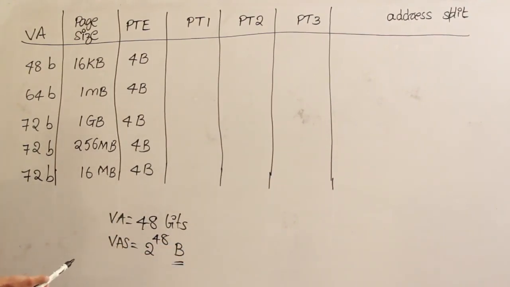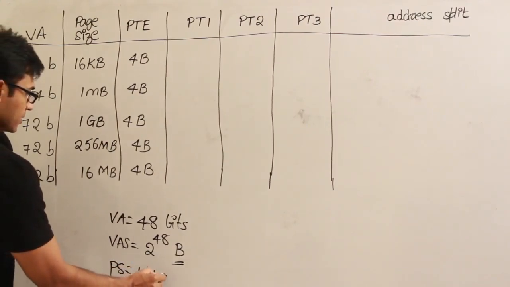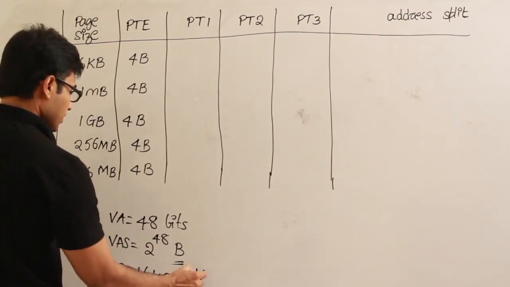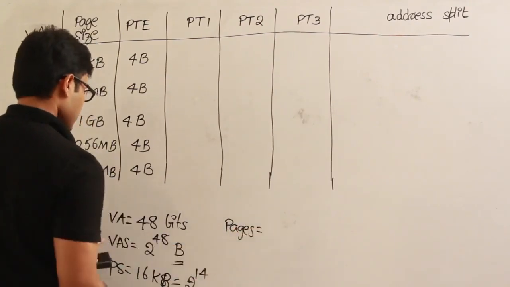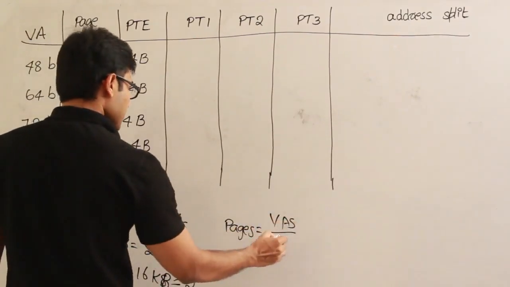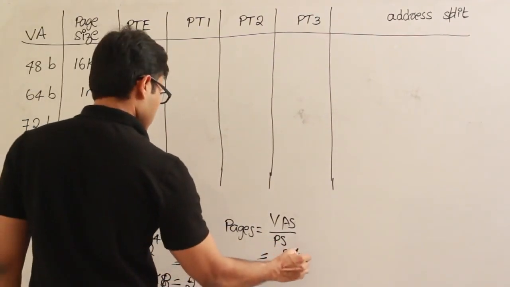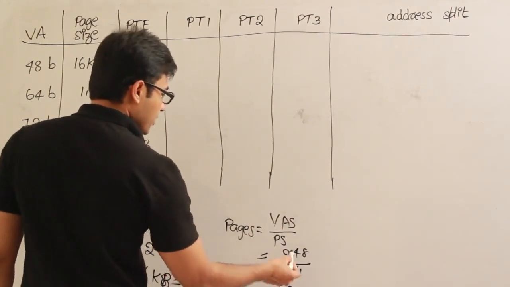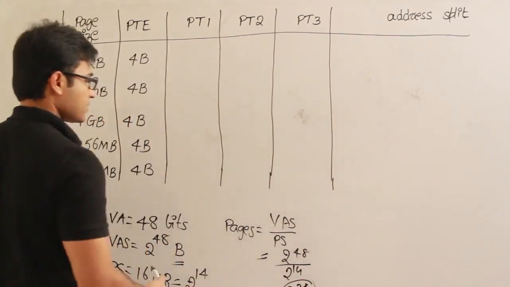Okay, and then page size is 16 KB. What is 16 KB? 16 KB is 2 power 14, right? Then now how many pages will be present? Number of pages will be equal to virtual address space divided by page size. So what is virtual address space? 2 power 48 divided by page size, which is 2 power 14. Then what do we get? Number of pages equals 2 power 34. This is the number of pages, right?